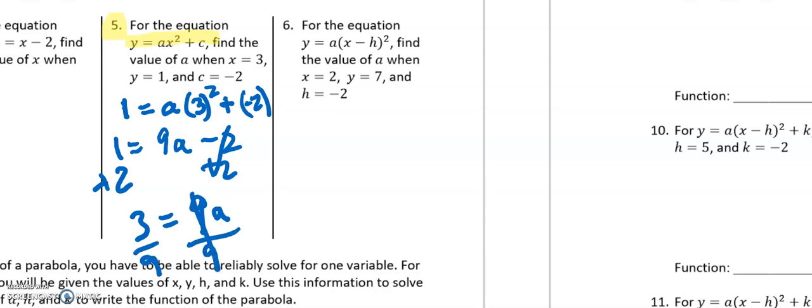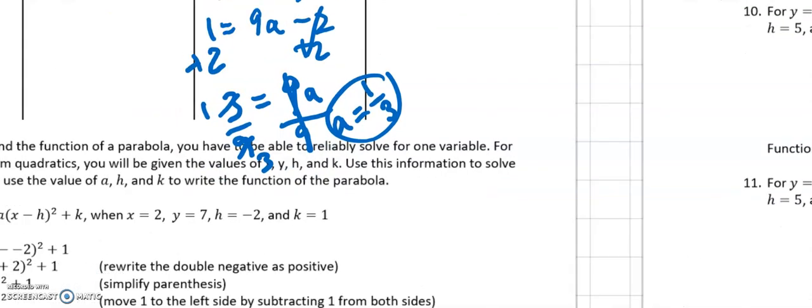And 3 divided by 9 is not 3, you guys. 9 divided by 3 is 3. 3 divided by 9 is 1/3. Okay, 1/3, because you can divide both those by 3, right? That's 1/3. So you would write a equals 1/3. And that's what you're doing there for those questions, okay?